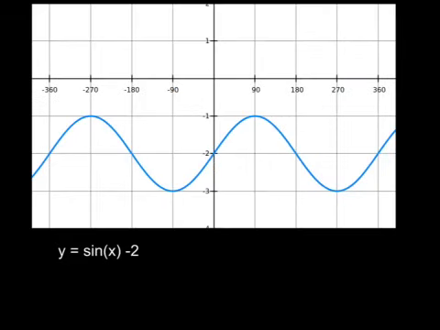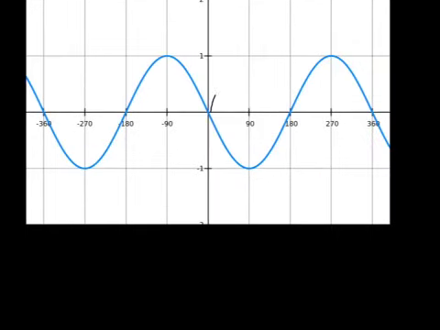This graph looks very much like the sine graph. It is a sine graph, but it's all been shifted down by 2 units. So whereas before we had sine of 0 is 0, you take away 2 to get minus 2. The sine of 90 was 1, but take away 2, it's minus 1. The sine of 180 was 0, take away 2, it's minus 2, and so on. So this is the graph of y equals sine x minus 2. It's the same as the sine x graph, but it's been translated down by 2 units.